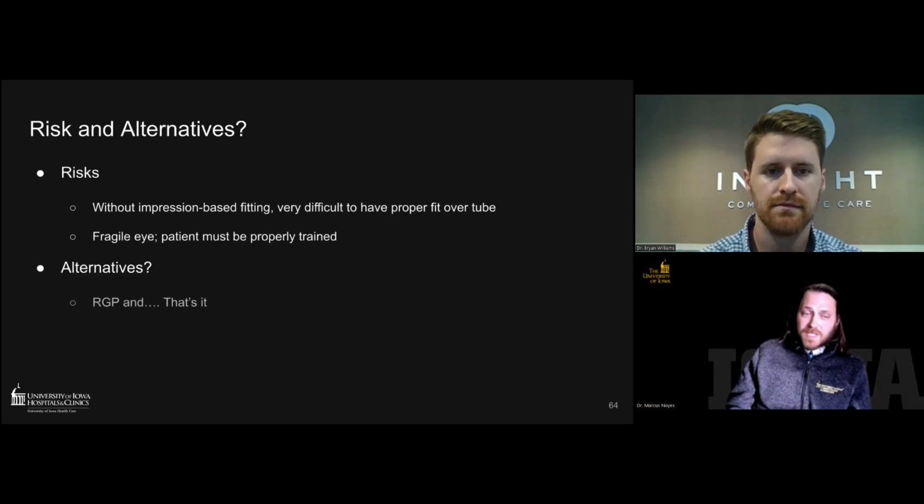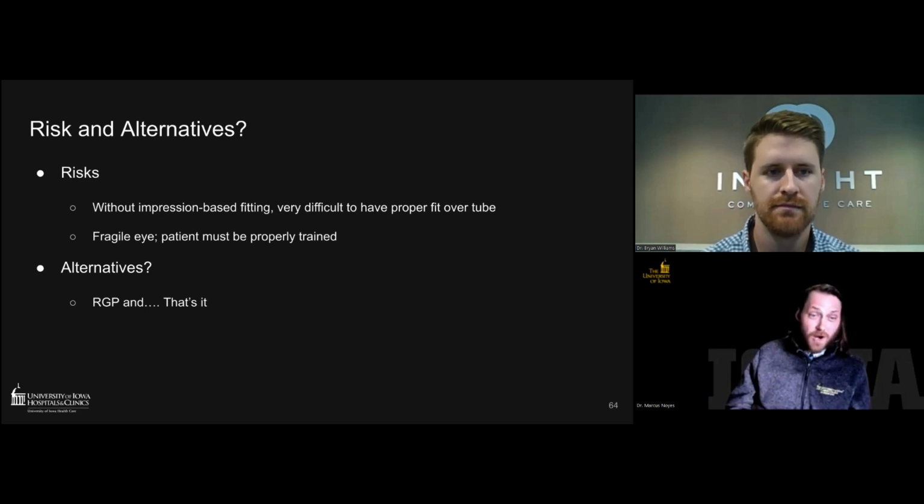So as for risks and alternatives, the risks are without impression-based fitting, it's very, very difficult to have a proper fit over a tube. Empirical fitting, like Bryan was doing with SMAP or other sorts of scleral profilometry, can help, but still you have to be very careful. And then also the patient's eye is fragile with everything she's been through.